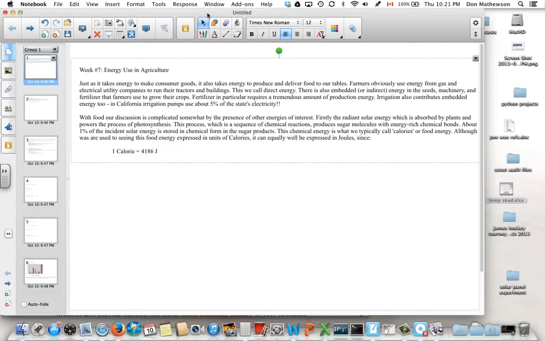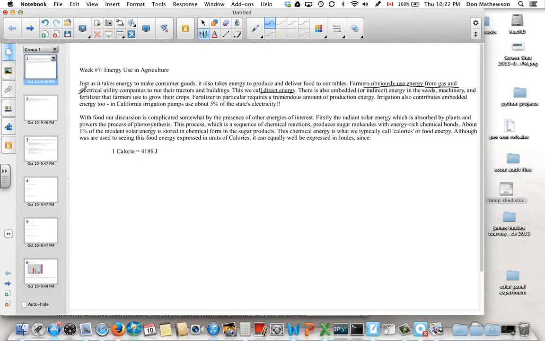Okay, so our topic for this week is energy use in agriculture. And it, of course, takes energy to make the things that we eat. There are going to be several classes of energy that we consider here. First of all, there's what we call direct energy, and that's the energy from natural gas and from electricity that they use to power their barns and their tractors, etc. So that's direct energy. But there's others.